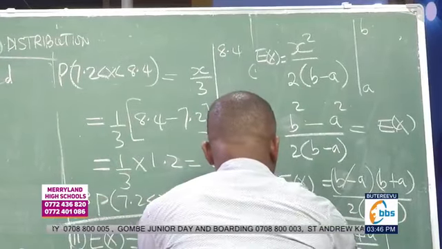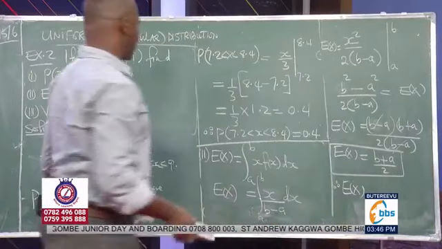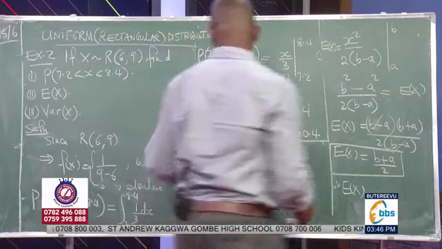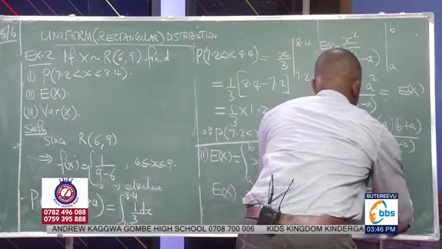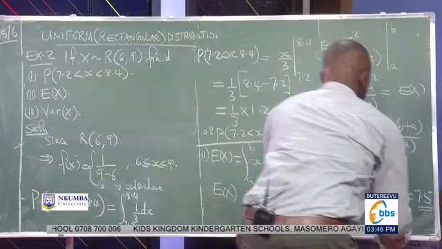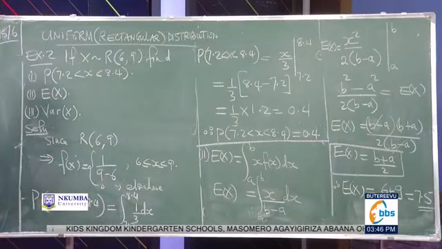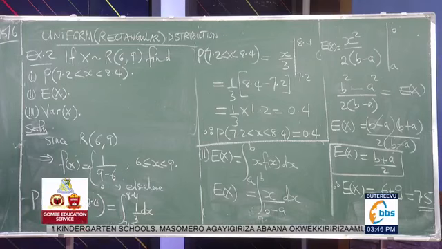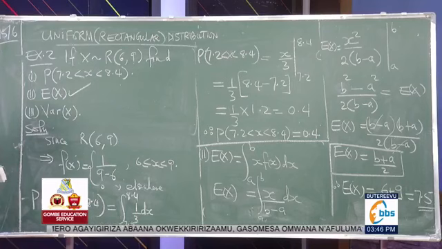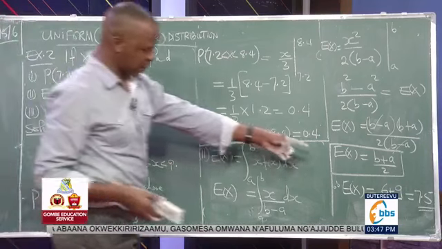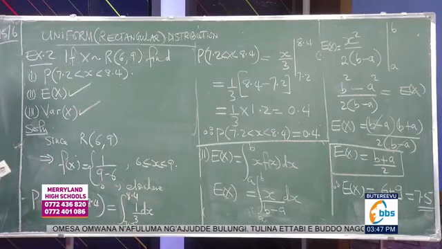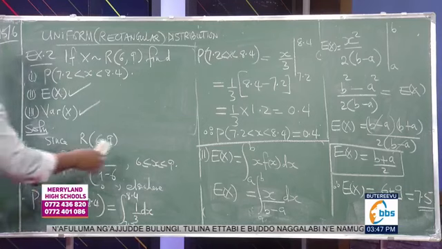And therefore, I can say E of x, if our function is this, is going to be the same as 6 plus 9 over 2, which will give us 7.5. I have derived the general expression for the expectation, and I have gone ahead to answer this one. I am doing two things at the same time because we need to know the expression for expectation. Now, to look for the variance, I will still derive the expression for the variance.